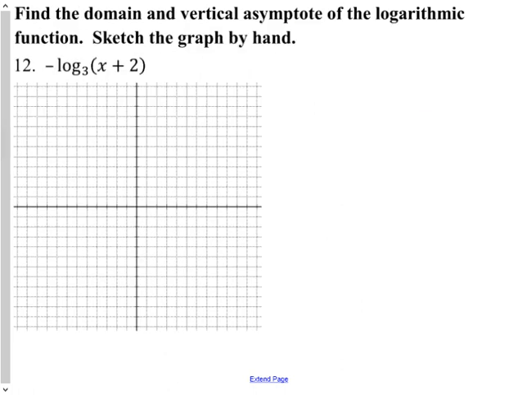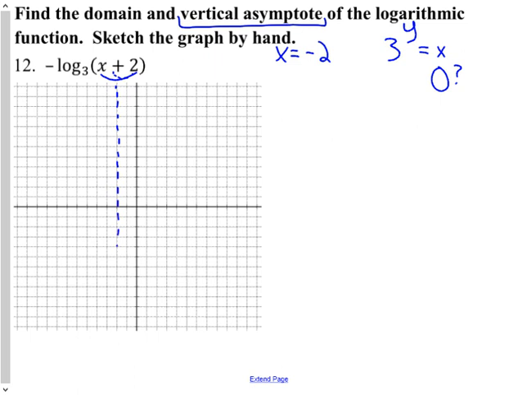Moving on, we've got find the domain and vertical asymptote of the logarithmic function, and sketch the graph by hand. So again, I'm more focused on the vertical asymptote. Generally, that comes from the opposite of what's next to x. So this would be x is minus 2. Think about it, why can't we? Is 3 to what power equals x? Can we ever get x equals 0? And that's why that doesn't work. So in this case, opposite of what's next to x gives us x is minus 2. So I know my graph's going to be something like that for the asymptote.